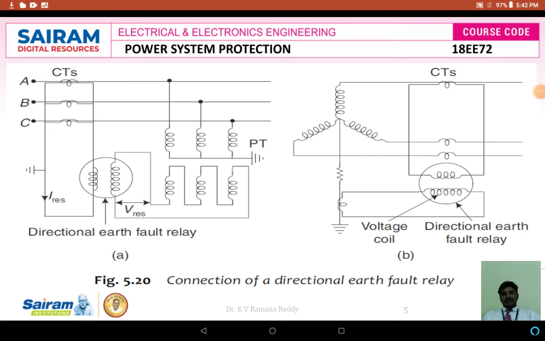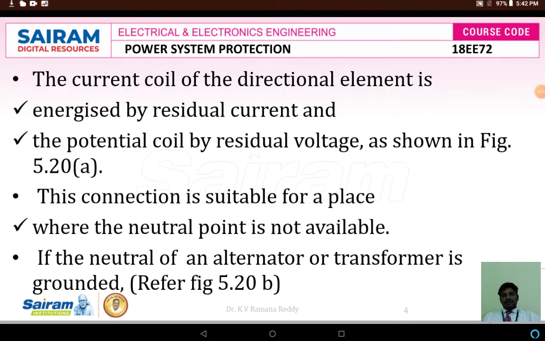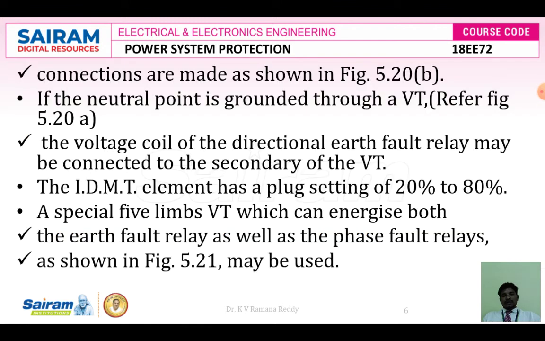Whenever the fault current or the fault voltage is greater than the preset value, the directional overcurrent relay senses the actuating quantities of currents and voltages and generates a command signal to the circuit breaker to isolate the faulty section of the system from the healthy section. That kind of connection is what we just saw in this figure B.